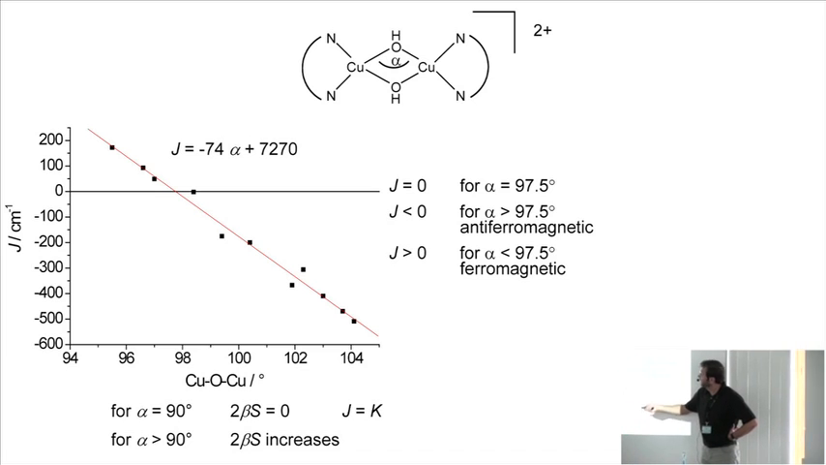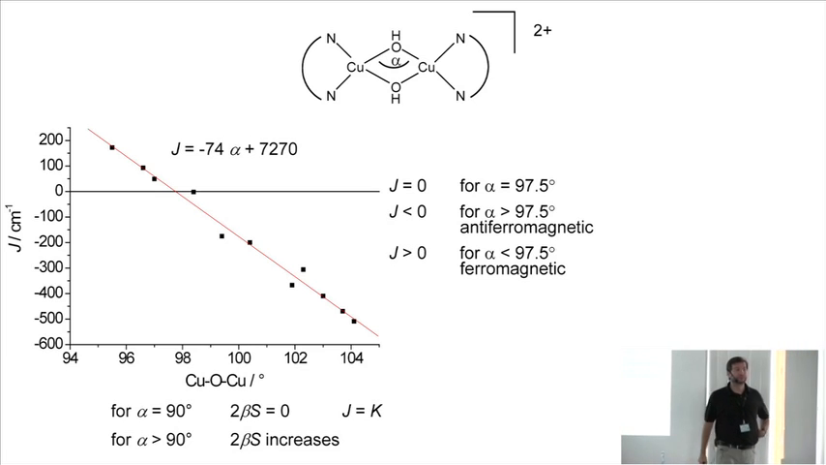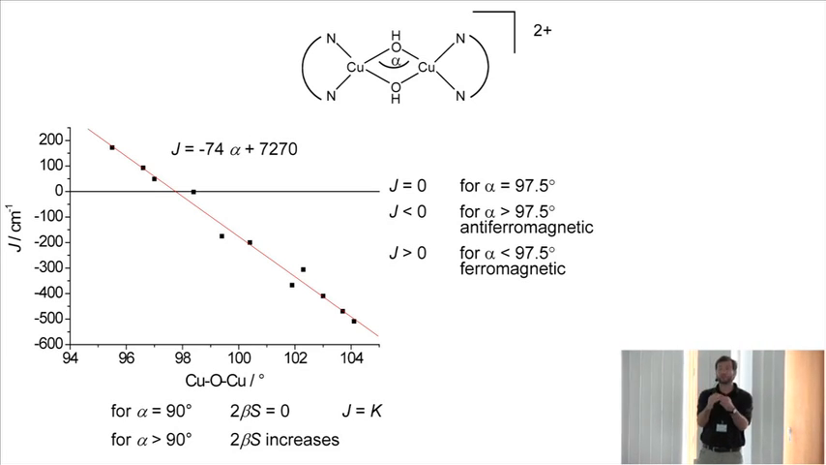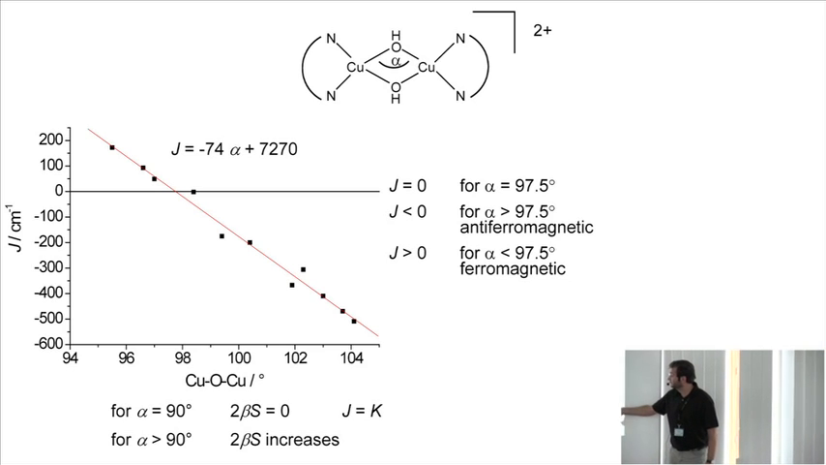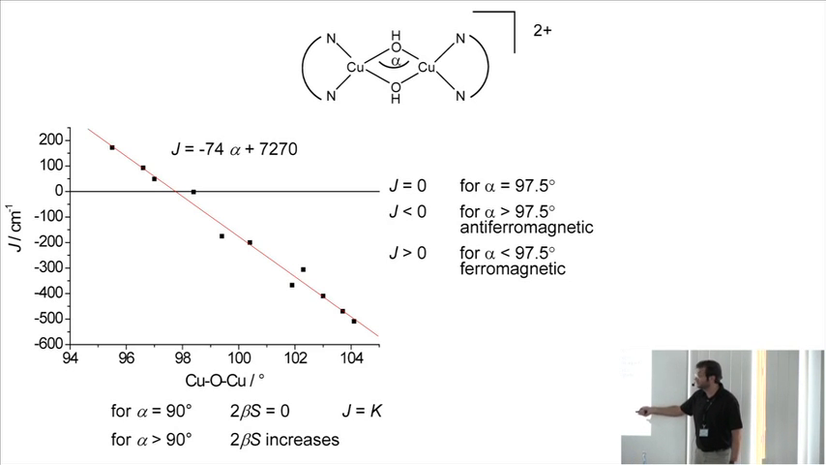If we are at an angle of 90 degrees, then the p orbitals at the oxygen are orthogonal to each other. Therefore, the magnetic orbitals, the natural magnetic orbitals, are orthogonal to each other. That means S is 0, the overlap integral. Then the 2 beta S term is 0, and our coupling constant is just the positive exchange integral.